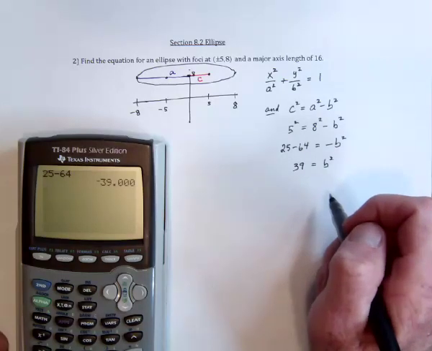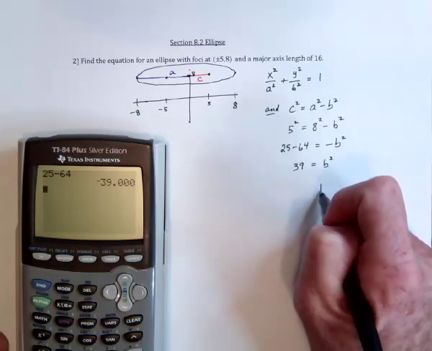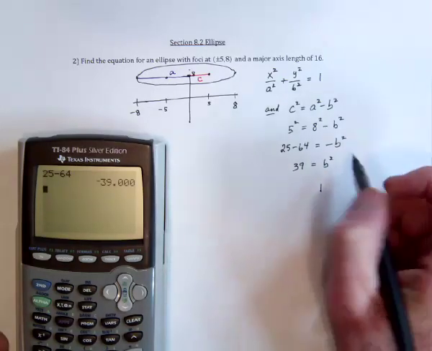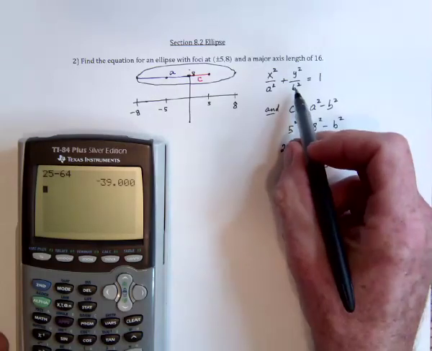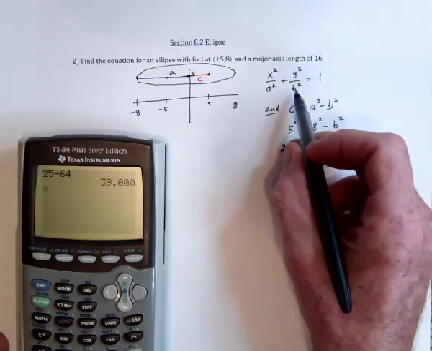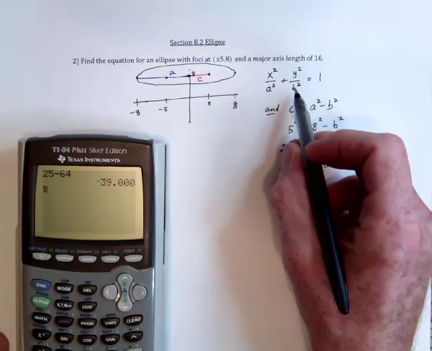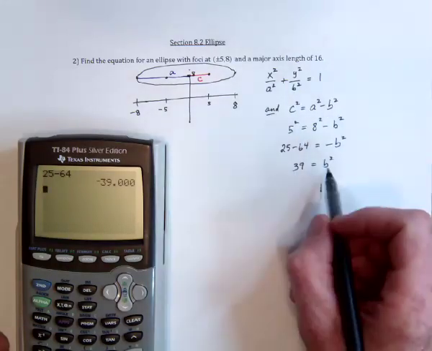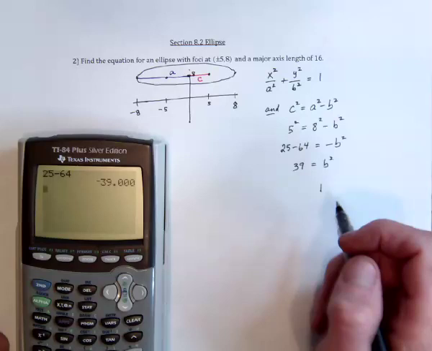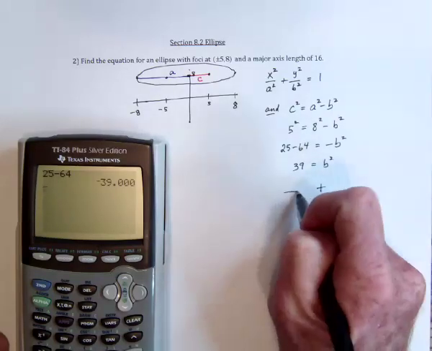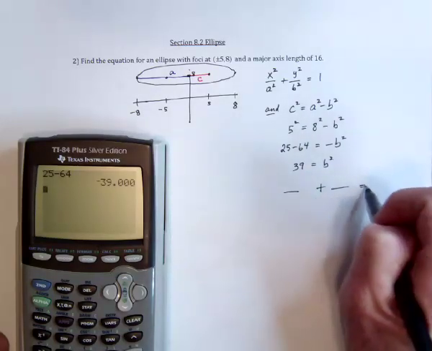And then take the square root of that. Actually, we don't need to take the square root of that because according to the general formula, it's b squared that goes right here, not b. So I don't need to solve for b, just b squared. Okay, then I'm ready to make my equation for an ellipse.